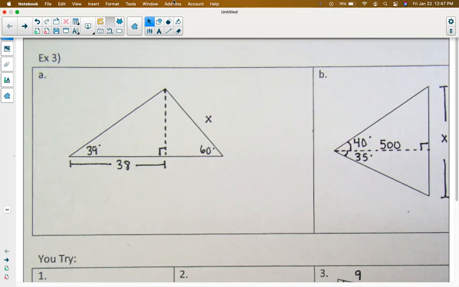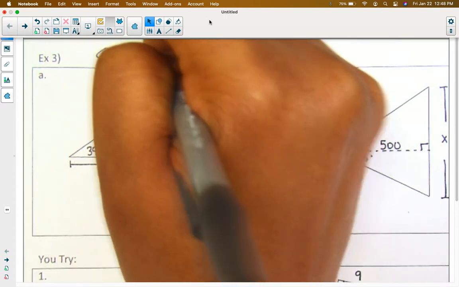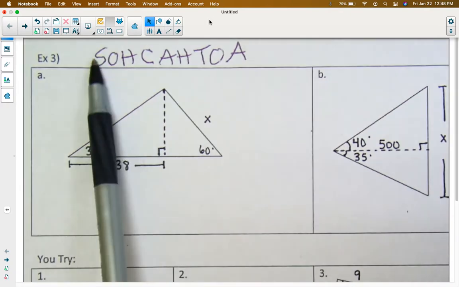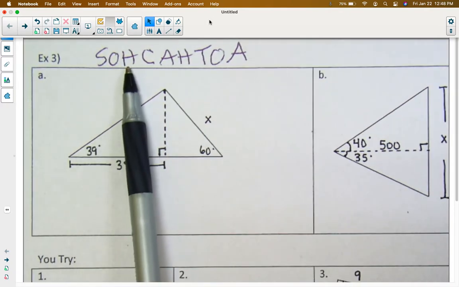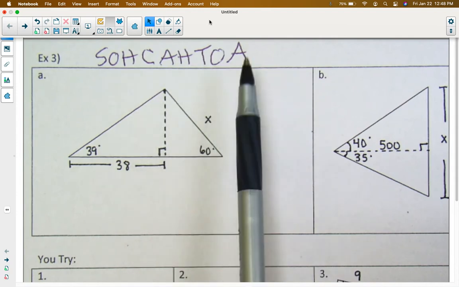All right, today we're going to do a little bit more with right triangle trig, and then you'll have some more practice to make sure you're good with SOHCAHTOA. Let's write down what that is. Sine is opposite over hypotenuse, cosine is adjacent over hypotenuse, tangent is opposite over adjacent.